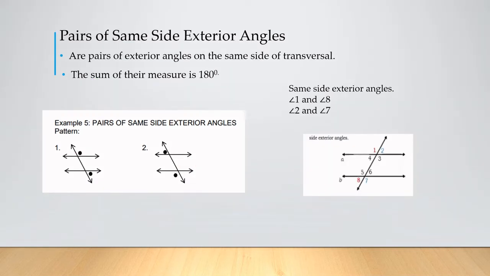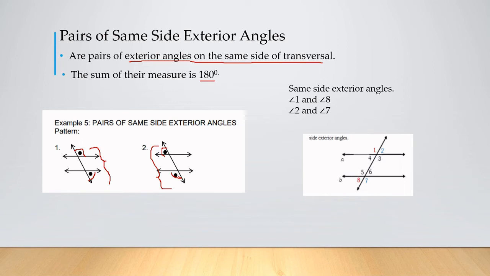The last one is the pairs of same side exterior angle. So, parehas naman itong nasa labas. So, these are pairs of exterior angles on the same side of a transversal. The sum of their measure is also 180 degrees. Now, look at the pattern. Exterior angles, and they are on the same side. Next, number 2, these are also exterior angles on the same side.